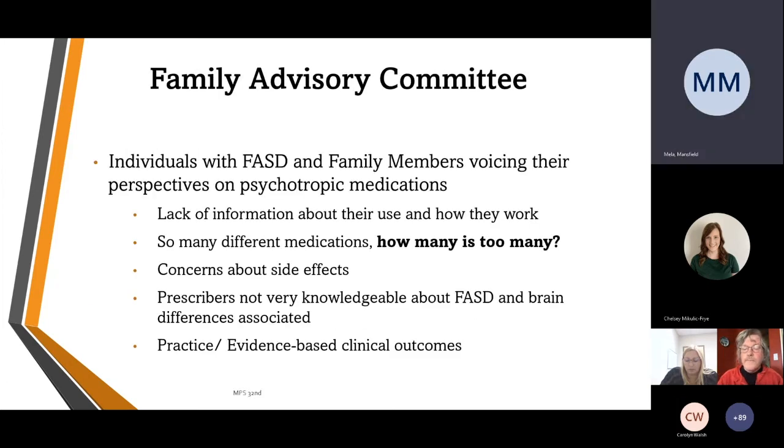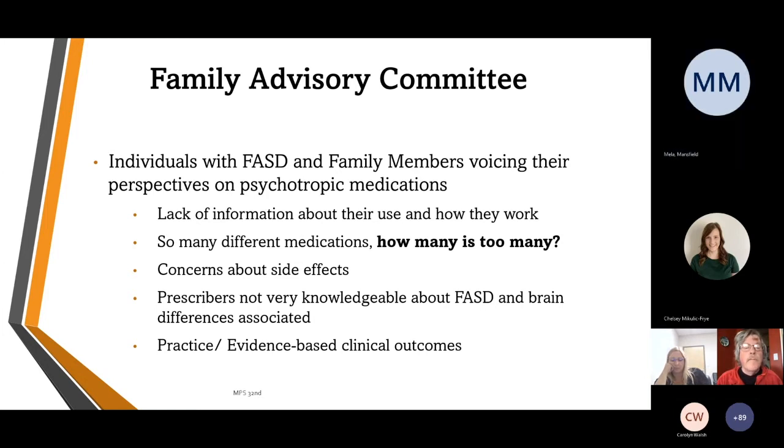I'll tell you a little bit about how our project of the algorithm began, and this I will credit to the Family Advisory Committee. I almost can bet that within the audience today, there will be some members that associate with the Family Advisory Committee. It is actually a committee that is paired with the Canada FASD Research Network that I just mentioned a few minutes ago, that I'm a research lead with.